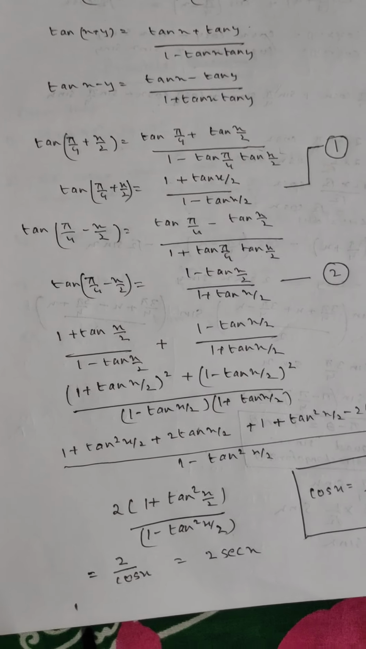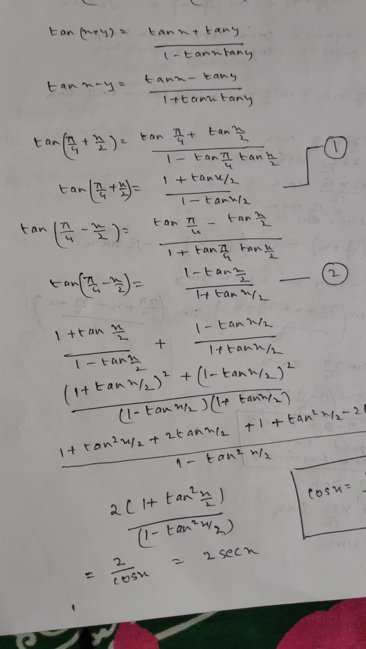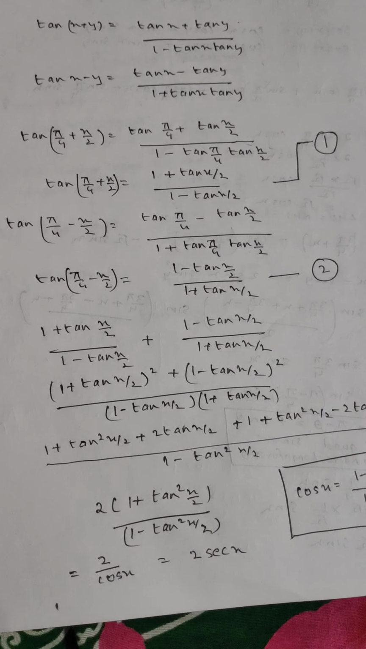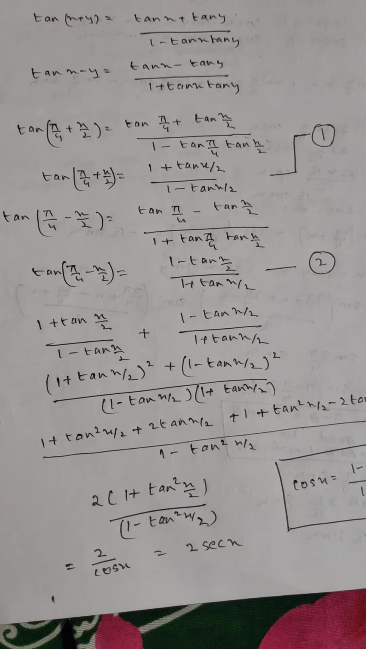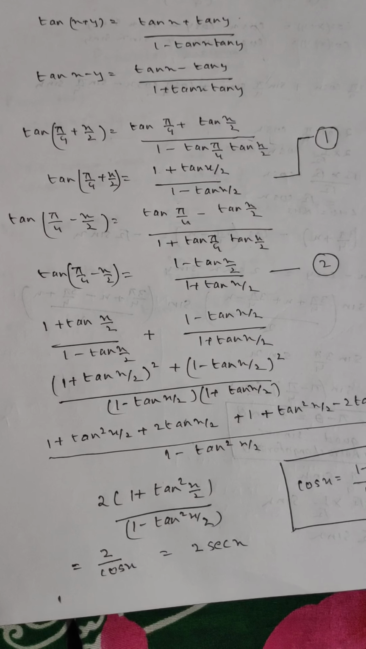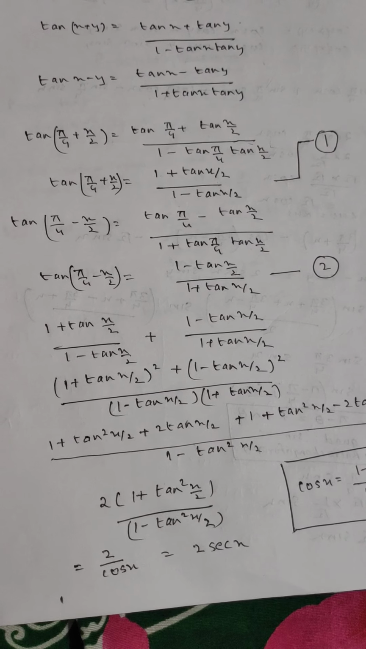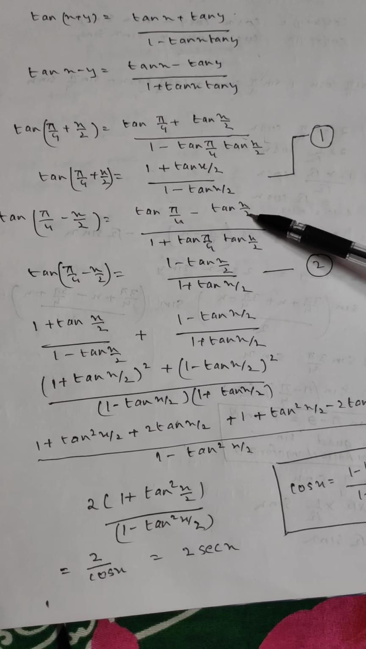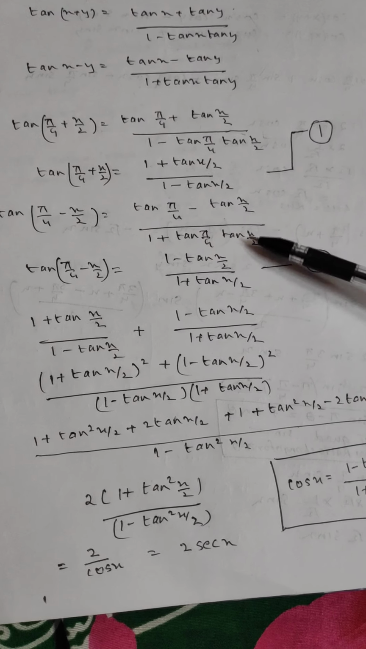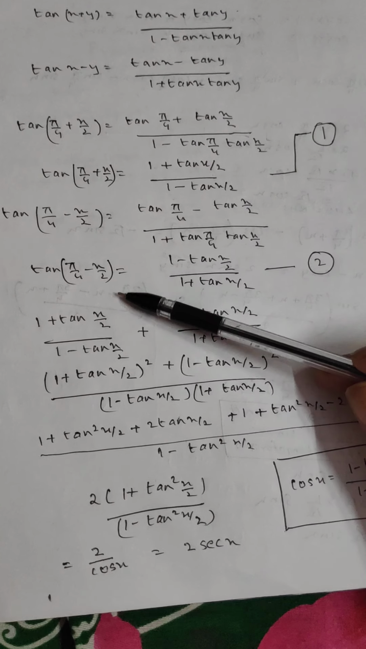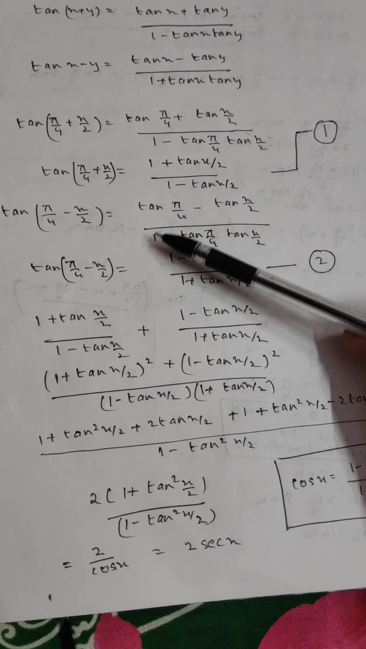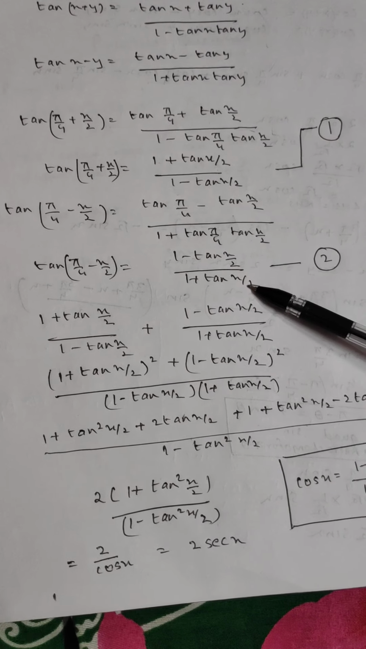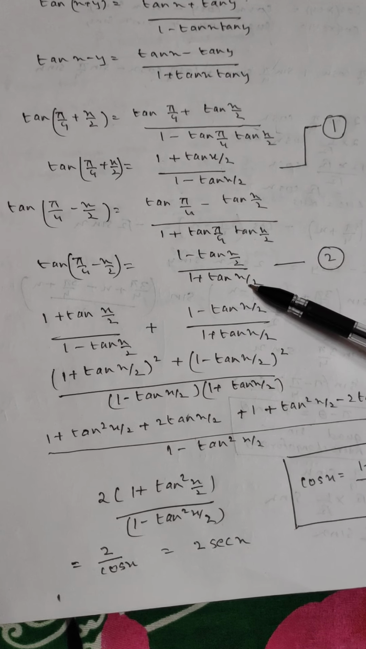Now we come to tan (pi by 4 minus x by 2). What is tan (pi by 4 minus x by 2)? We use this formula: (tan x minus tan y) upon (1 plus tan x tan y). In place of x we are using pi by 4 and in place of y we are putting x by 2. So tan (pi by 4 minus x by 2) becomes (tan pi by 4 minus tan x by 2) upon (1 plus tan pi by 4 tan x by 2). Tan pi by 4 is 1, so it becomes (1 minus tan x by 2) upon (1 plus 1 into tan x by 2), that is, it will remain 1 plus tan x by 2 in the denominator.